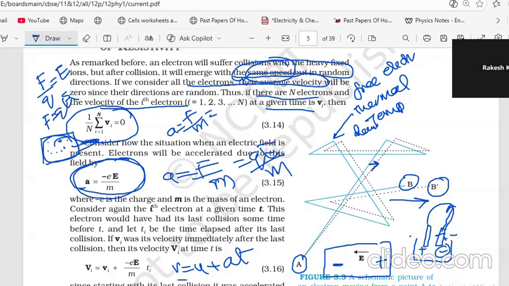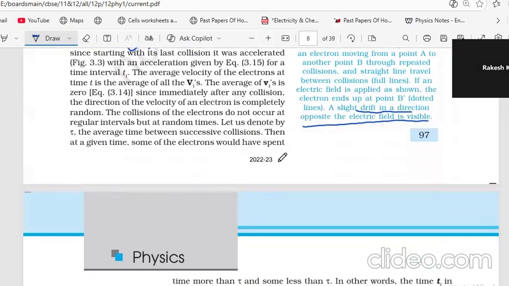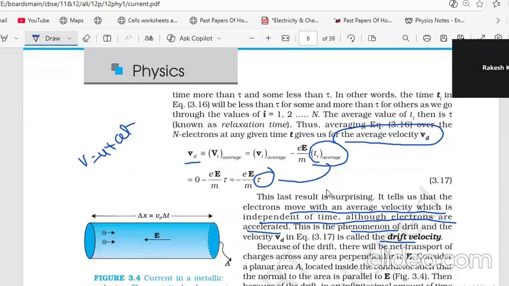Now we employ the equation V is equal to U plus AT. This is for each electron, not for the average. The average would be zero. This is the initial velocity, the thermal velocity, this is the velocity with which it is moving under the electric field, and this is the acceleration due to the electric field. After some time you would find it somewhere else. This, he says, actually gives very strange results. If you average the whole thing out, that will give you the drift velocity. Because the average thermal velocity is zero, this becomes zero, and it comes out to be this.